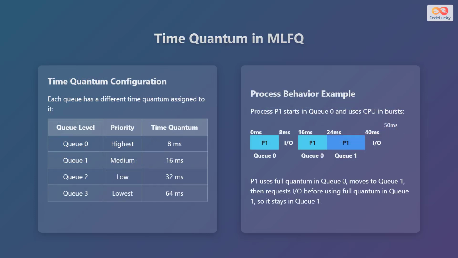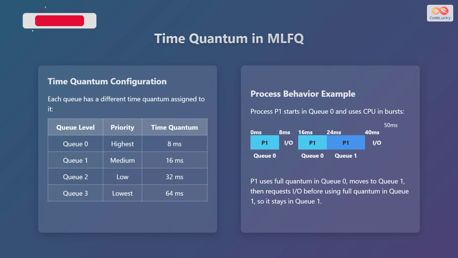Let's focus on the concept of the time quantum in multilevel feedback queue. Each queue is assigned a different time quantum. This is the amount of time a process gets to run on the CPU before it might be moved to a different queue. For example, Q0, which has the highest priority, might have a time quantum of 8 milliseconds. Q1, with medium priority, could have a 16 millisecond quantum. Q2, at a low priority, might have 32 milliseconds, and Q3, with the lowest priority, could have 64 milliseconds.